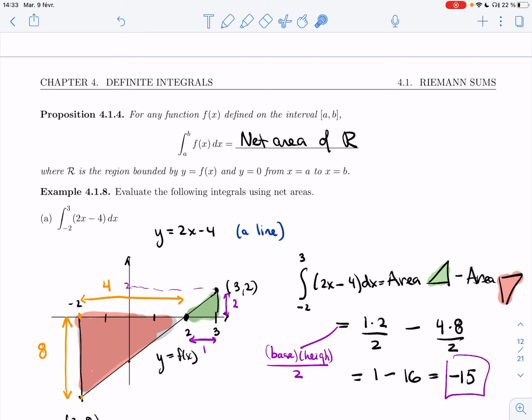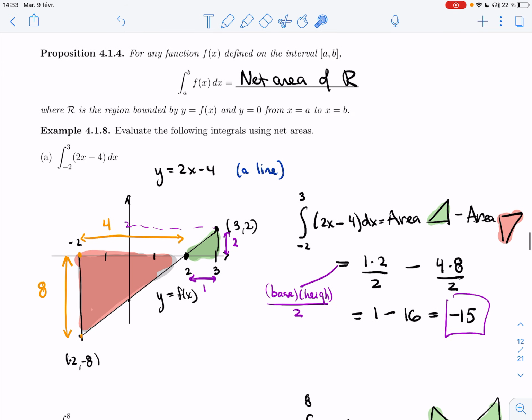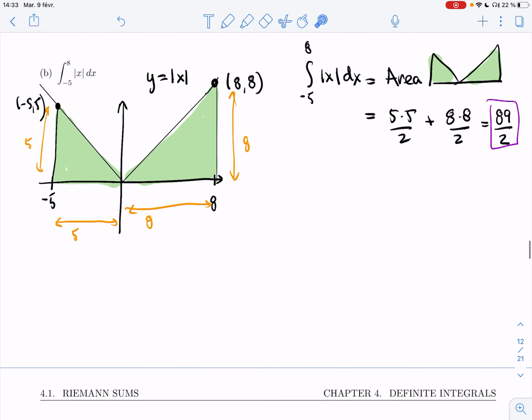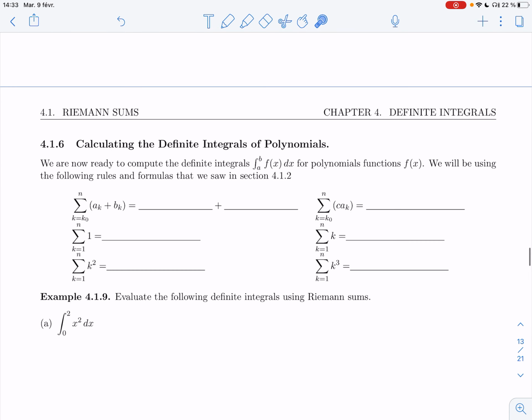So now we're going to start using algebra and our formulas for sums in the next section to compute the integrals of functions that are not straight, right? So far it's straight lines and then circles. That's all we've been doing. We're going to do more complicated regions. We're going to do parabolas and all of this, and we'll be able to do it using the formulas that we saw in section 4.1.2.